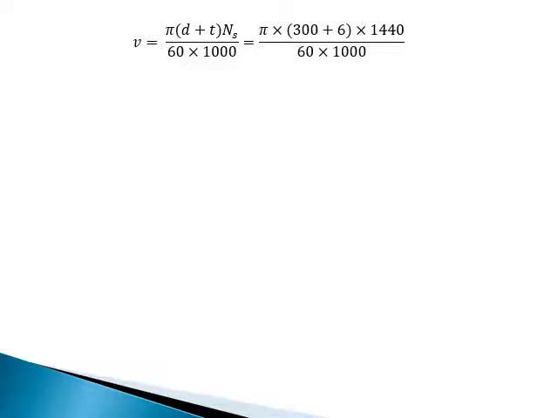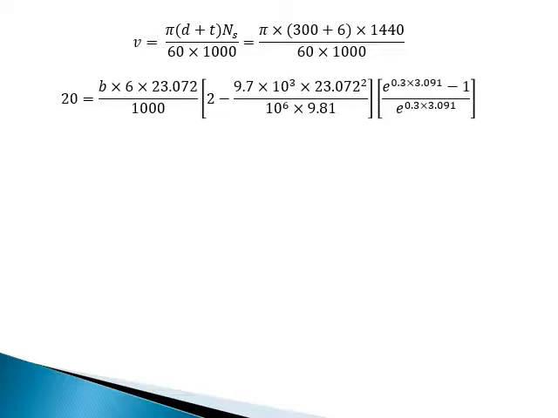Coming to the velocity, you can calculate V is equal to pi into (d plus t) into n s divided by 60,000. You can substitute the value of d as 300, thickness of the belt as 6, and speed of the pulley as 1440. So you can get the width of the belt as b is equal to 162.20 millimeters.